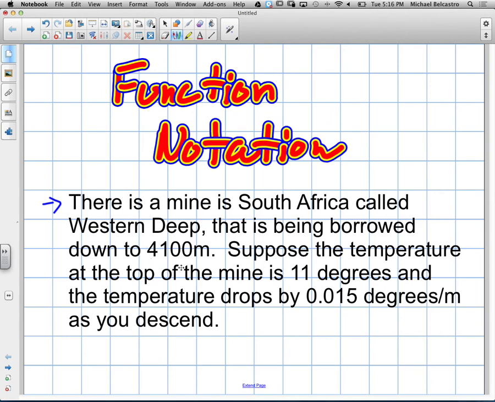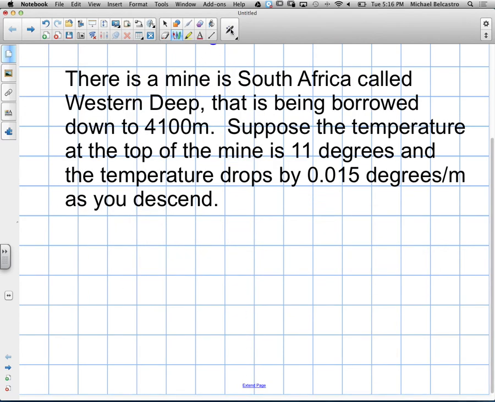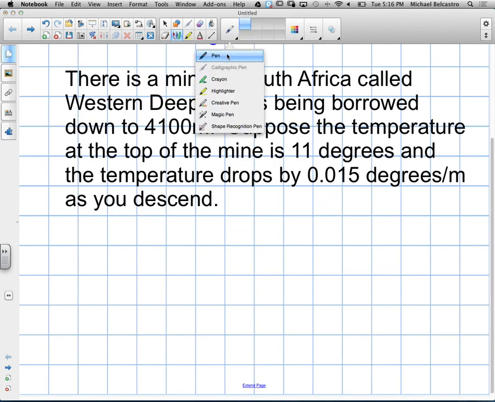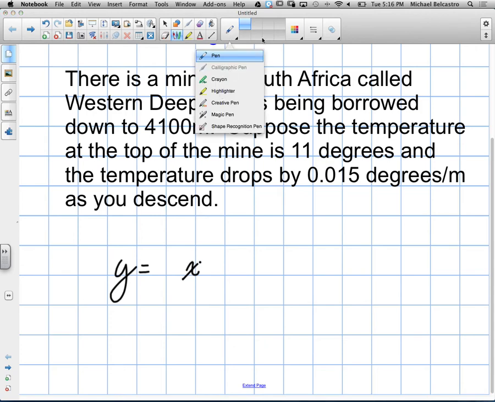down to 4,100 meters. Suppose the temperature at the top of the mine is 11 degrees, and the temperature drops by 0.015 degrees per meter as you descend. So this could be confusing. We haven't worked with this stuff in a bit, but essentially this is a linear equation. And if we were to put it as a linear equation, we use y equals mx plus b.